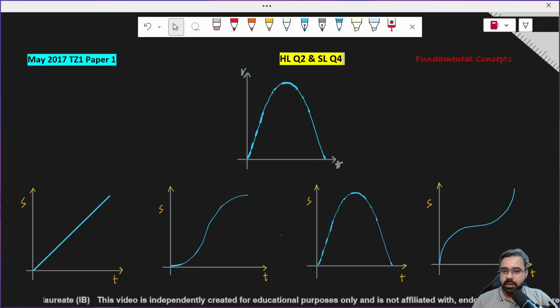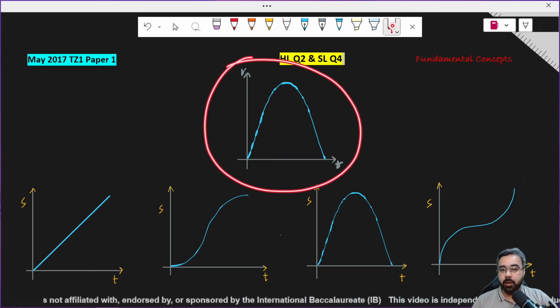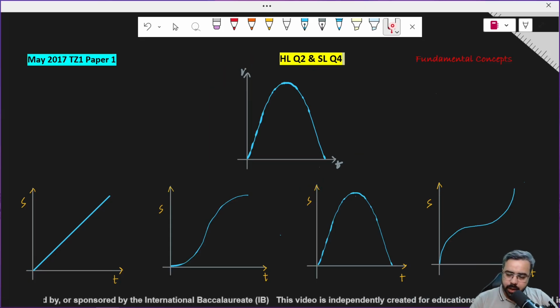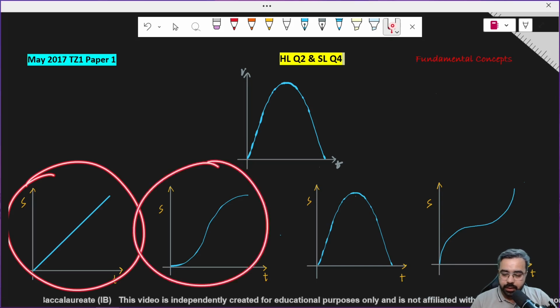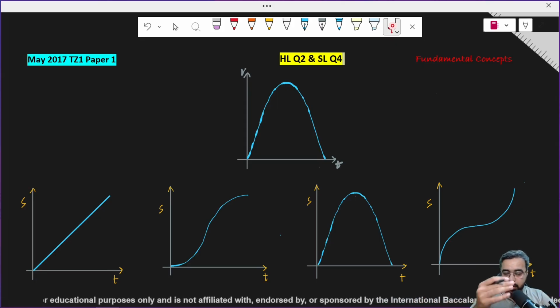Hi, this interesting question is about the graphs of motion. The graph that you see in this diagram is the speed time graph of an object, which shows that the speed with respect to time is increasing, then it gets its maximum value and then it is decreasing. In this question, we have to identify which one of the following distance time graphs gives us this speed time graph. So we will go back from the speed time to the distance time graph.